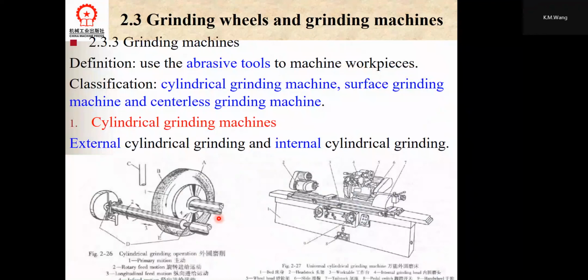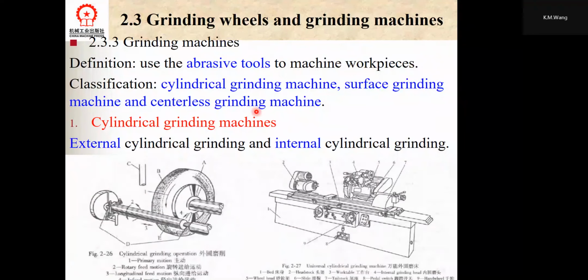And then there are grinding machines. Grinding machines are generally classified based on the types of surface produced. They can be classified as cylindrical grinding machines, surface grinding machines, and centerless grinding machines.